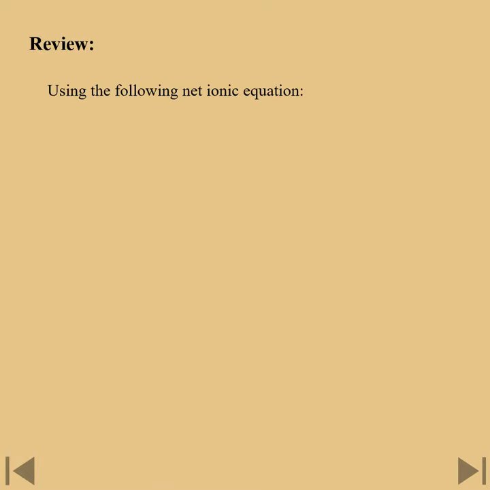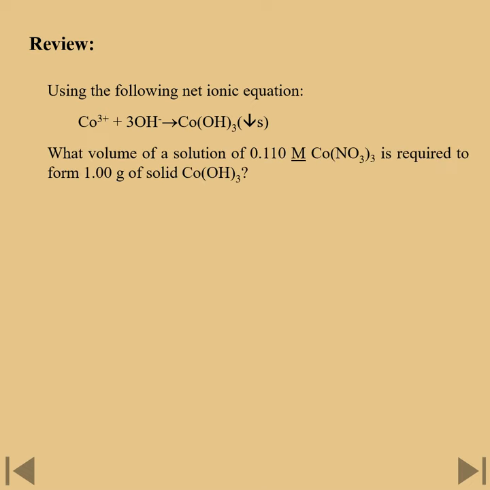That's an often case. We'll see a color change, and we'll see that in the lab here. Okay, let's practice some of the things that we've learned using the following net ionic equation. We're asked what volume of a solution of 0.110 molar cobalt-3 nitrate is required to form 1 gram of solid cobalt-3 hydroxide.